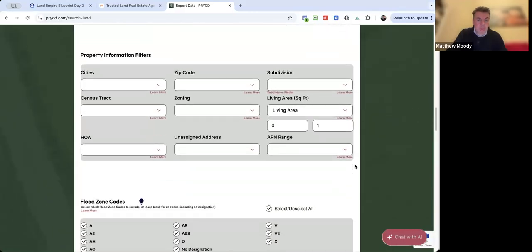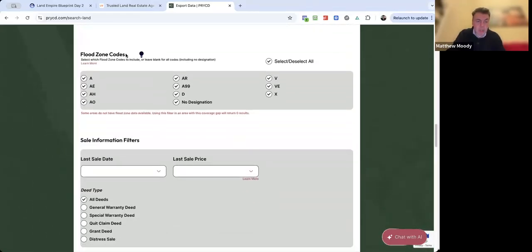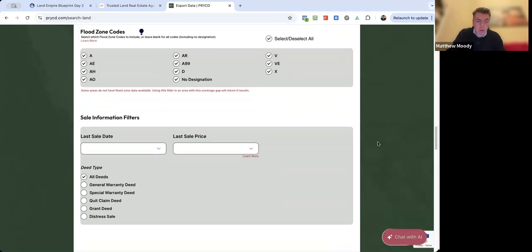Okay, property information filters. Again, we leave this pretty much blank. You can go down and change all of this. So you can say, well, actually, you know what? I don't want to deal with any HOAs, so I'm going to select that one. You may go in and say, this particular zoning that I'm interested in. There's so many things you can do. Well, we're just going to run through the rest of this and just pull a list. Flood zones, pretty much, we include them all at this stage.